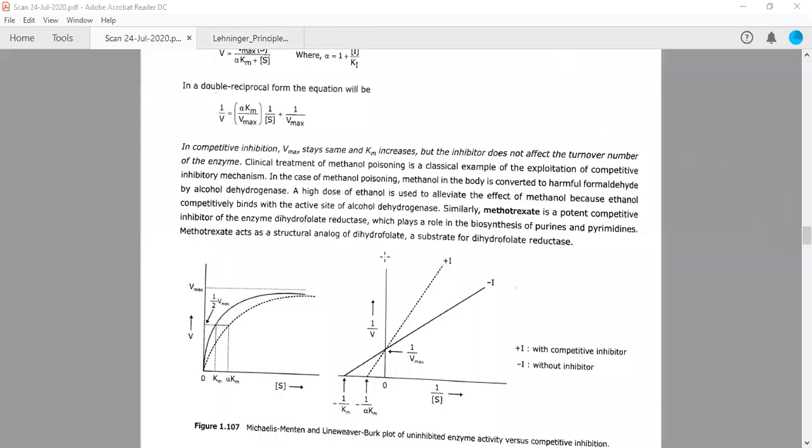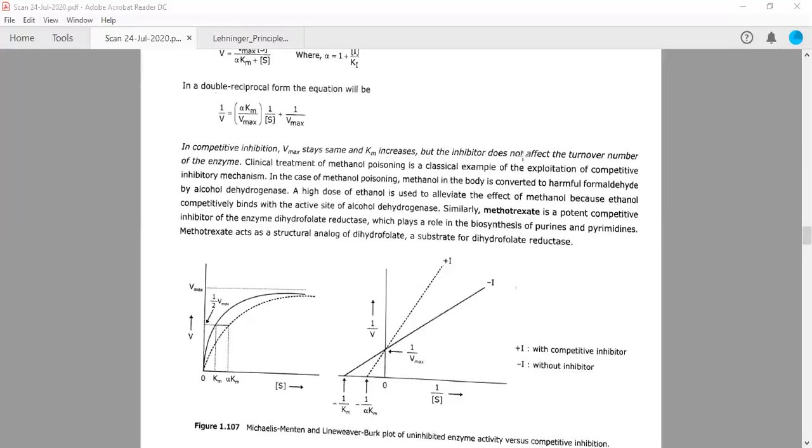So this is one example of competitive inhibition, whatever we have discussed. One is methotrexate, second is aminopterin, which are generally used as anti-cancerous drugs. I'm reading whatever is written in this book. In competitive inhibition, Vmax stays the same and Km increases. You need to remember this each time and always. So please underline this: Km will increase, but Vmax will not change in competitive inhibition.